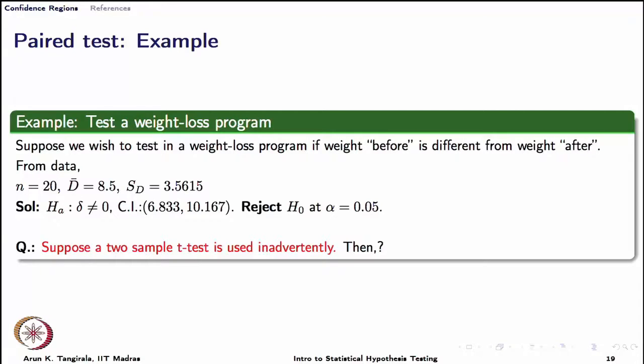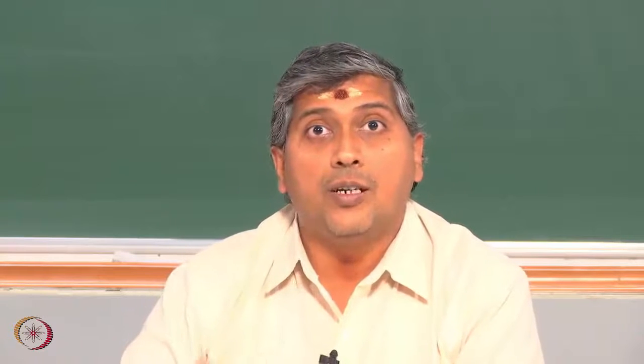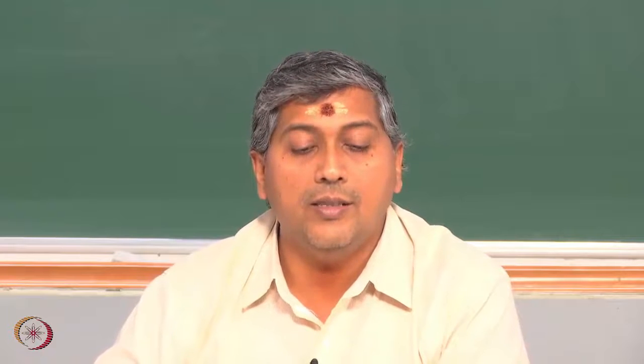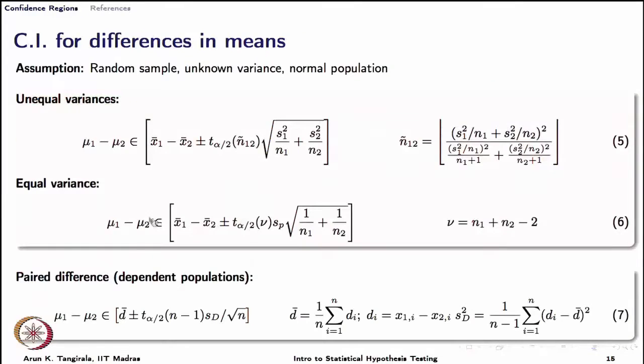There we reevaluate the critical value, recalculate the critical one, and we use a different kind of statistic. Here as well, suppose you were to treat this inadvertently as a case of the populations being independent of each other before and after, then the confidence region construction would be different. In what way? Instead of using equation 7, you would probably use equation 6 or equation 5, depending on whether you assume equal variability or unequal variability.